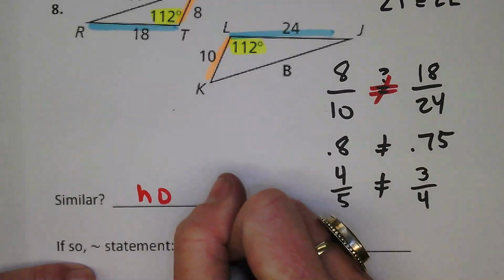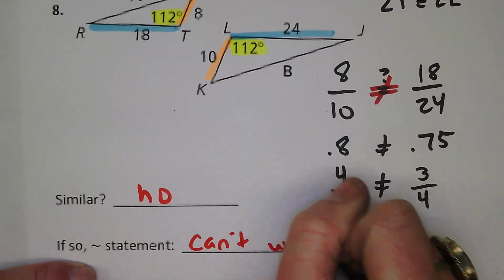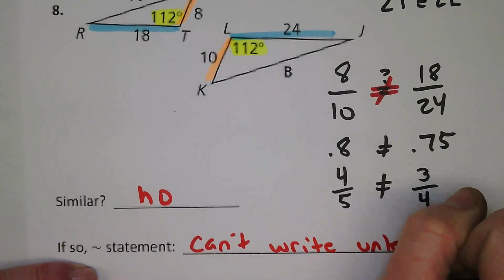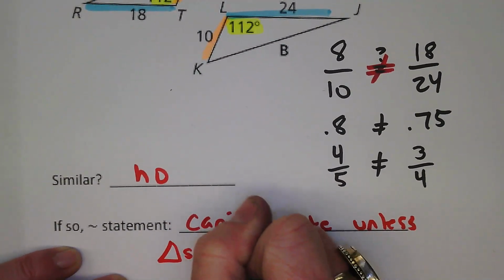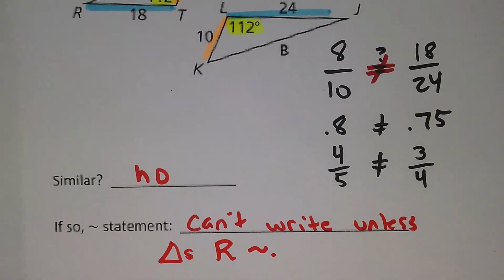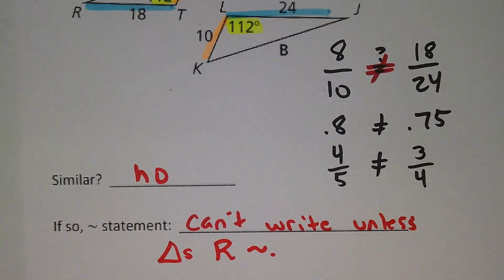You can't write one unless the triangles are similar. Look at that abbreviation. So I can't give an answer there because the triangles aren't similar.